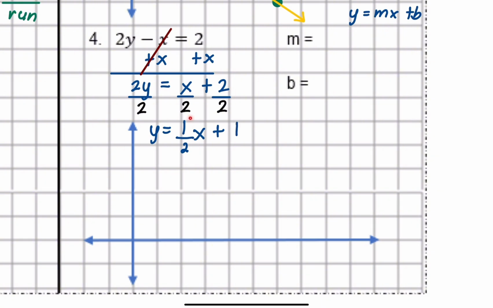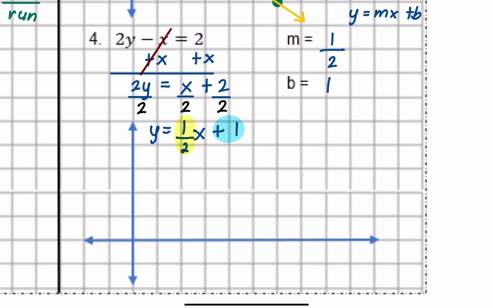Okay, now this is in slope-intercept form already. Therefore, we can determine our m and our y-intercept. Our m is the coefficient of x, or the number beside x, which is 1/2. So we're going to write 1/2 here. And our b is the constant, okay, which is positive 1.